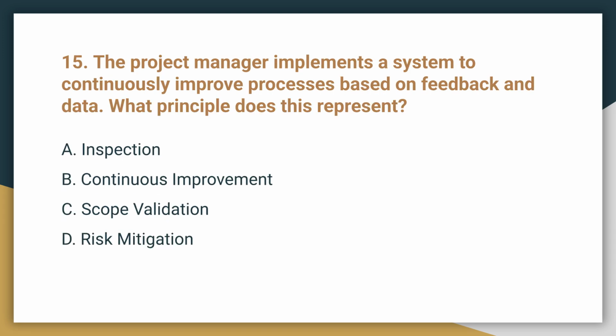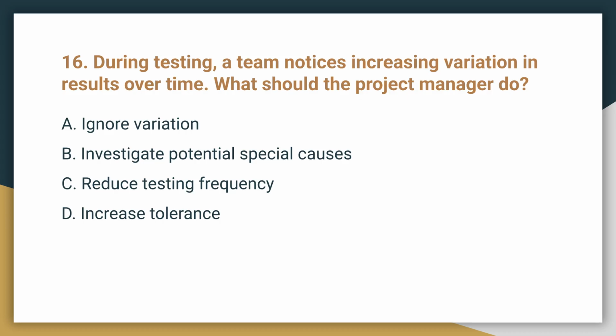Question 15. The project manager implements a system to continuously improve processes based on feedback and data. What principle does this represent? The correct answer is B. Continuous improvement. This principle, often referred to as Kaizen, focuses on incremental process enhancement based on data and feedback.